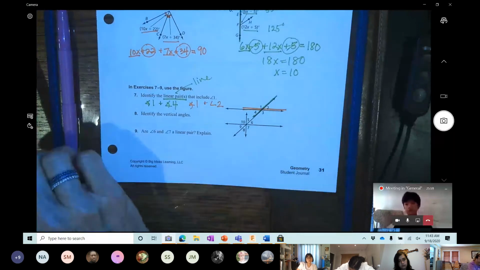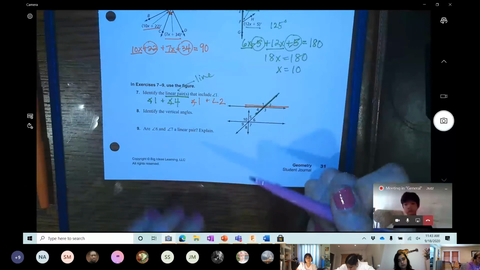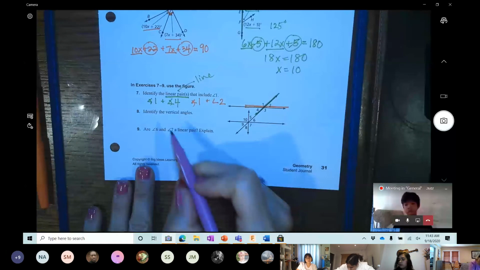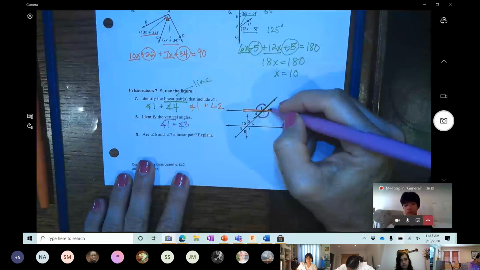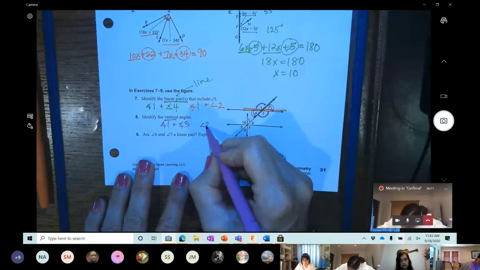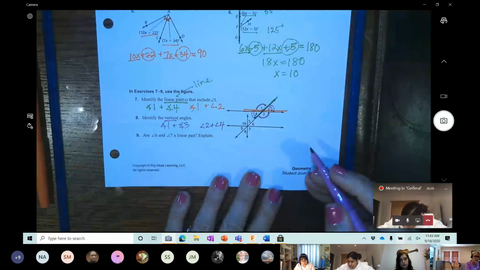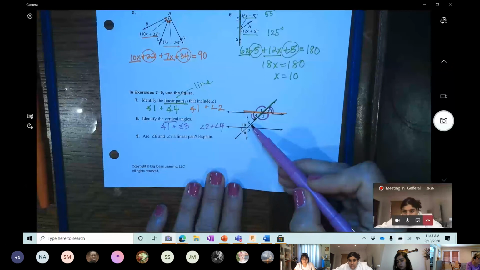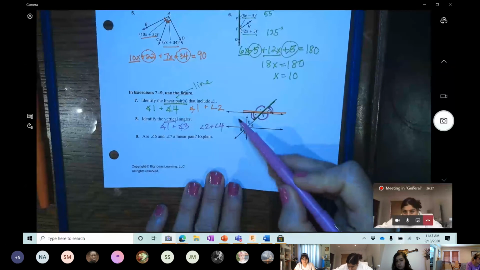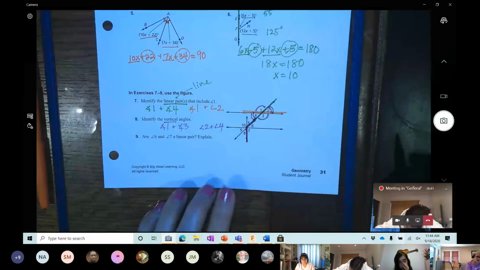Again, on Kahoot, you'll only have one correct answer. Now, vertical angles, again, they're directly across from each other. So 1 and 3 are vertical angles. 2 and 4 are vertical angles. So there are more down here at the bottom. There's 5 and 8, 10 and 7, 9 and 6. I'm not going to list them all, but I will list the last one. Are 6 and 7 a linear pair? Does 6 and 7, when you add them together, do they make a straight line?